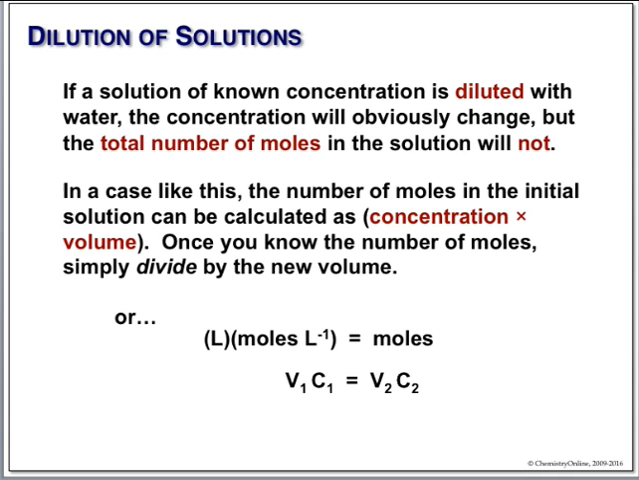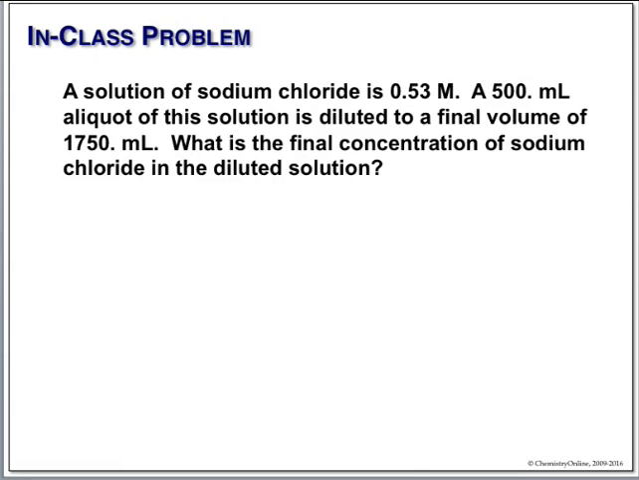All right, let's do this in a problem. We have sodium chloride, 0.53 moles per liter. We take 500 mLs of this. We're going to dilute it until we have 1750 mLs. What's our final concentration? Again, this is a real lab sort of thing, because you'll have a stock solution that's concentrated and your working solution will be diluted. And so you want to take your stock solution and water it down to get the concentration you want.